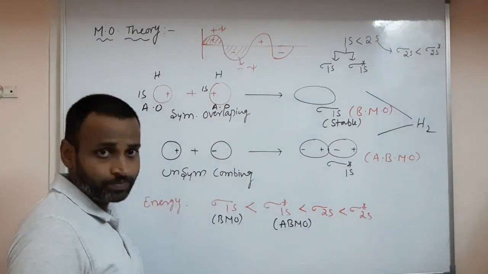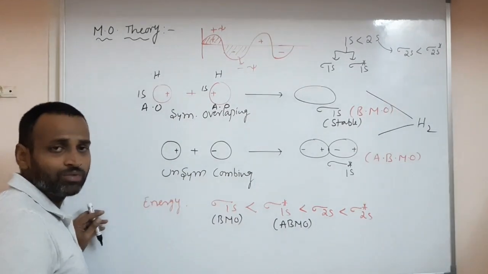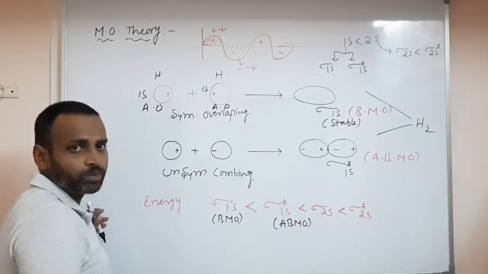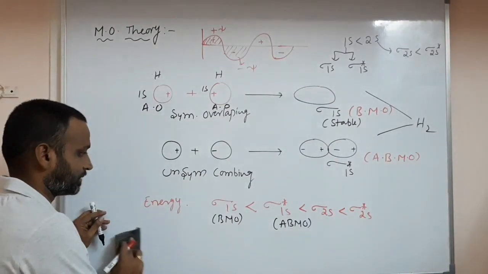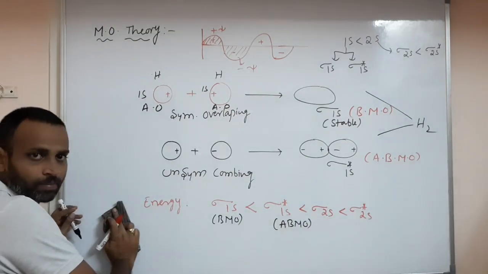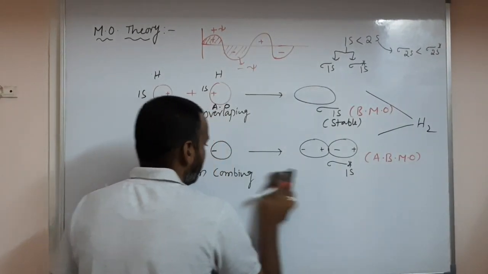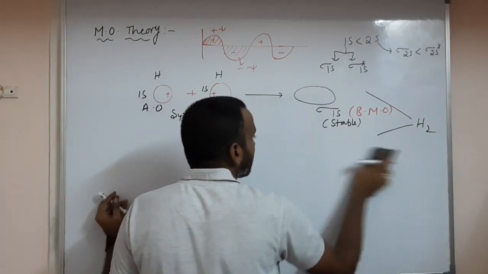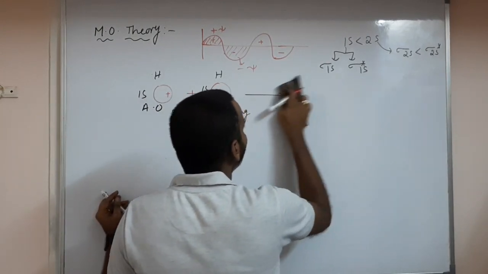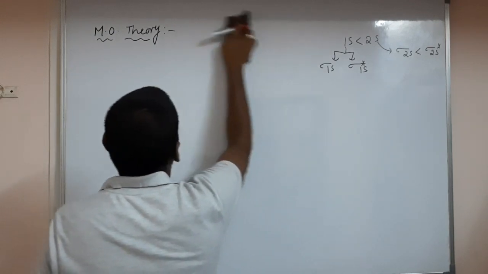Now, how those p orbitals will form molecular orbitals, we have to see next. Understanding, everyone? Please write this down. Next, we will go for p orbitals, how they form anti-bonding orbitals as well as bonding molecular orbitals.